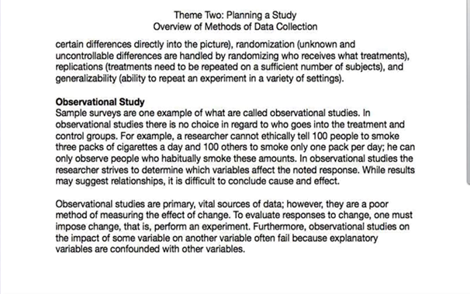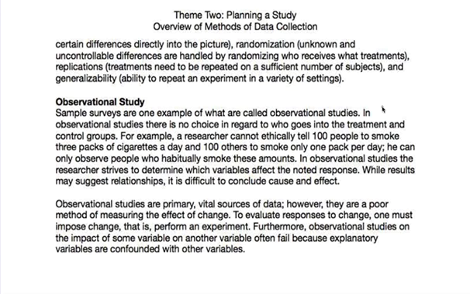In an observational study, you are doing exactly what it sounds like. You are just observing. You are not doing anything. You're just watching. Think about it almost like being at a zoo. You're not doing anything to those animals; you're just watching. In observational studies, the researcher strives to determine which variables affect the noted response. While results may suggest relationships, you cannot conclude cause and effect in an observational study. You can only do cause and effect in an experiment, not an observational study.